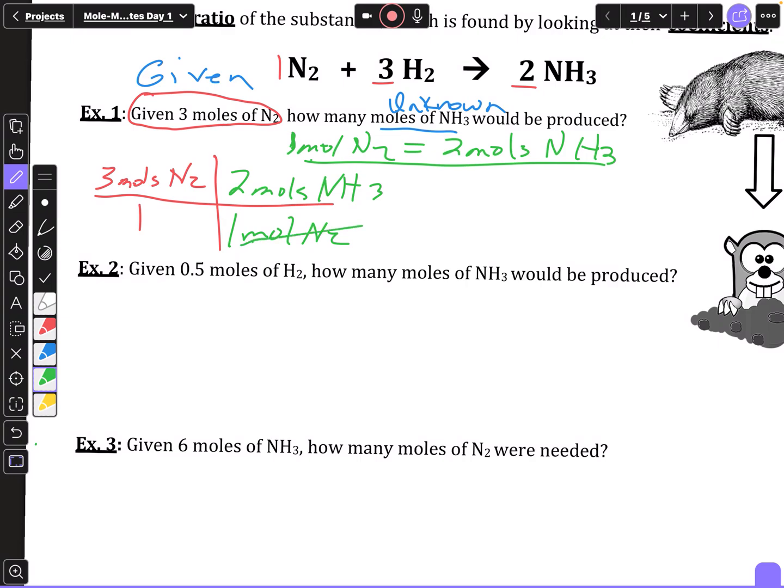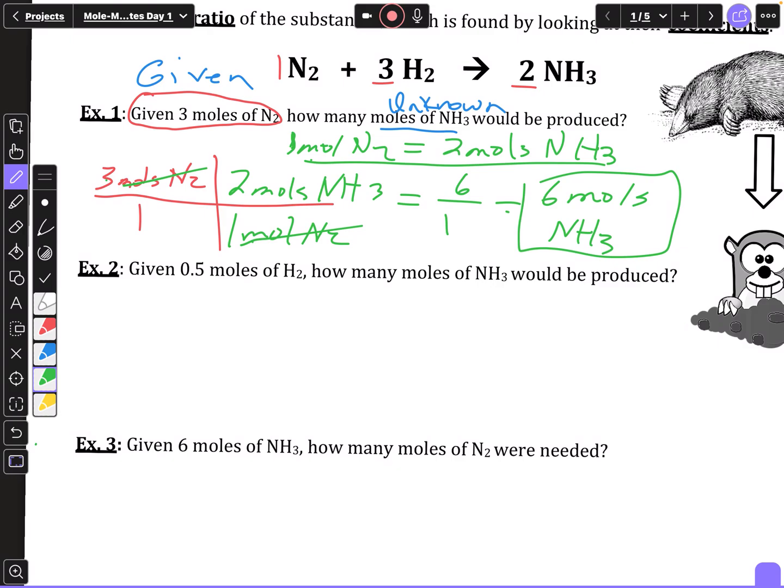That way they cancel. My moles of N2 cancel. I don't want those units anyway. I'm trying to find moles of NH3. And this way, if I work it this way, I know what to multiply by and what to divide by. Then it's just a math problem. Multiply what's on top. 3 times 2 is 6. 6 divided by, and then 1 times 1 is 1. 6 divided by 1 is 6. My units left over are moles of NH3. So I always want to write my units down. Alright?